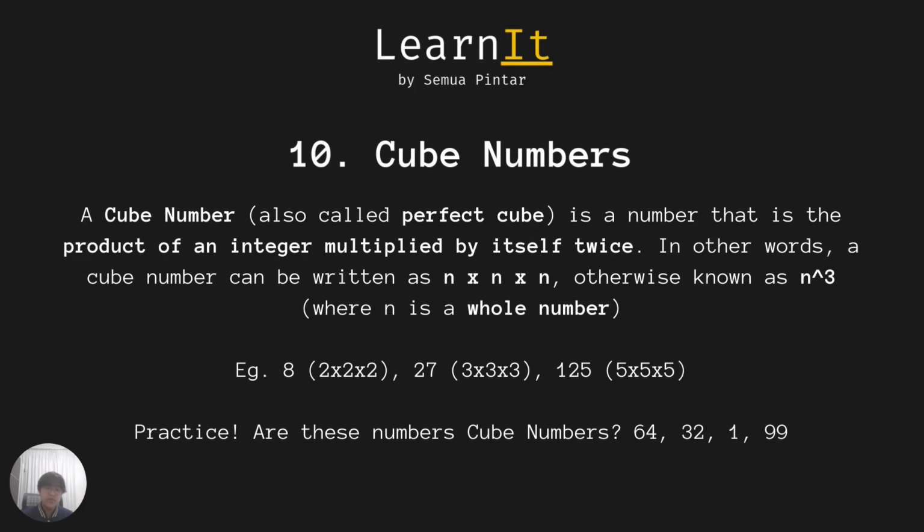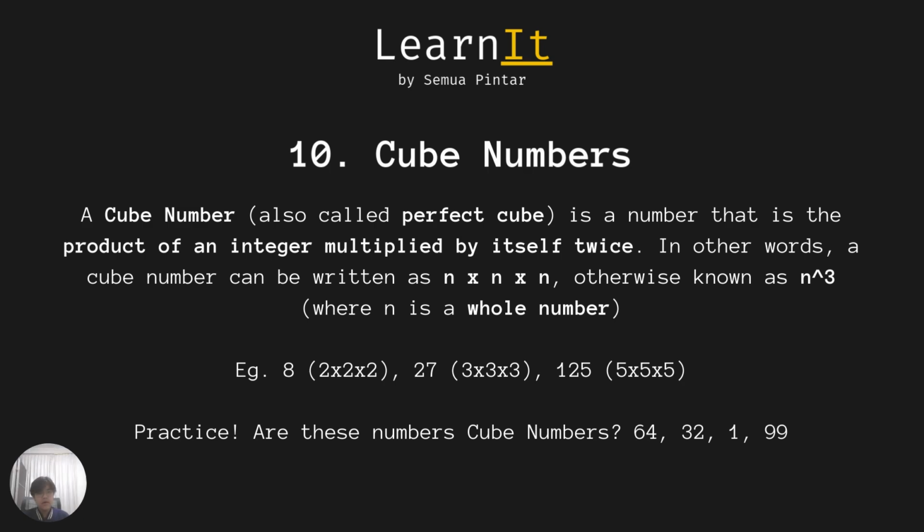Next are cube numbers. These are also called perfect cubes, and it is a number that is the product of an integer multiplied by itself twice. Or in other words, a cube number can be written as n times n times n, otherwise known as n cubed, where again n is a whole number. So a few examples of cube numbers are 8, which can be expressed as 2 times 2 times 2, 27, which can be expressed as 3 times 3 times 3, or 125, which can be expressed as 5 times 5 times 5.